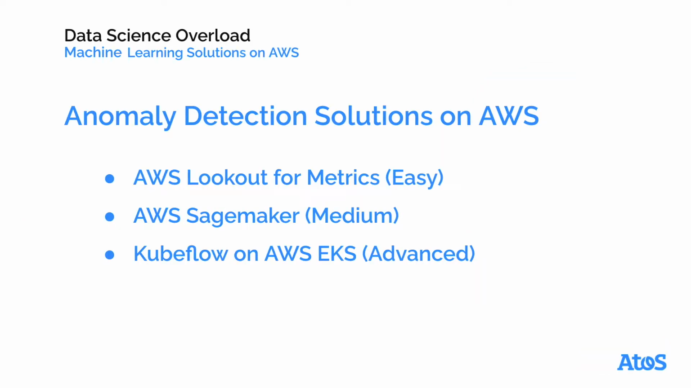In this video, we'll demo 3 anomaly detection solutions on AWS. AWS Lookout for Metrics, an easy level solution, AWS SageMaker, a medium level solution, and Kubeflow on AWS EKS, or Elastic Kubernetes Service, an advanced level solution.